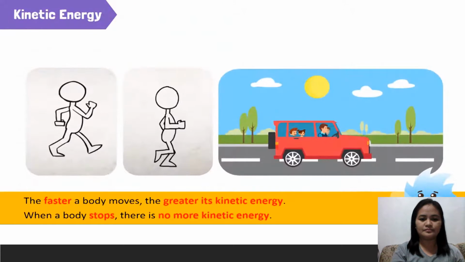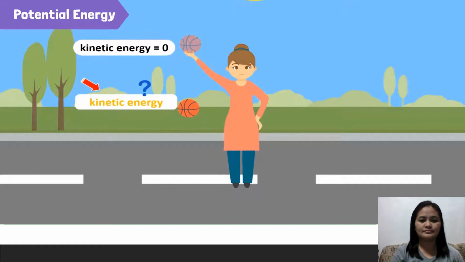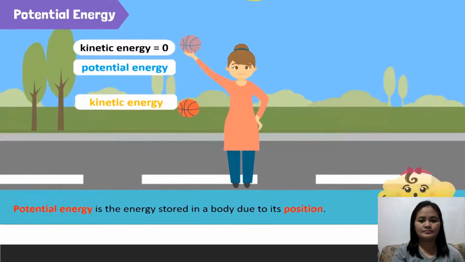When a body stops, there is no more kinetic energy. When you come to a stop, or when the car stops moving, kinetic energy becomes zero. If we now raise the ball to a certain height and release it, what happens? It starts falling downwards, right? It starts from a position of rest and then gains speed when you let it go. In other words, it starts with zero kinetic energy and then gains some kinetic energy. Where does this kinetic energy come from? This energy, which is stored in the ball, is called potential energy. Potential energy is a form of energy stored in a body due to its position.